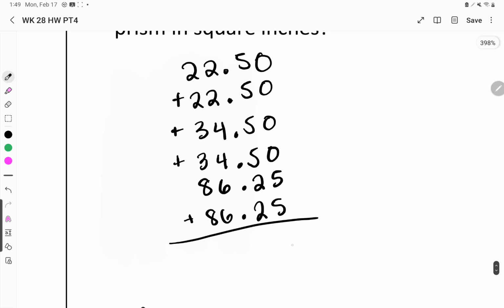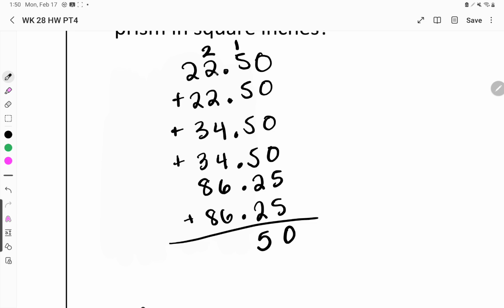All right, so I've got 5 plus 5, which is going to give me 10. So I write down a 0, carry me a 1. I've got 5 plus 5, which is 10. 10 plus 5, which is 15. 15 plus 5, which is 20. 20 plus 2, which is 22. 22 plus 2, which is 24. And then I can't forget to add my 1. So I've got 24 plus 1, which is 25. So I write down a 5, carry my 2.